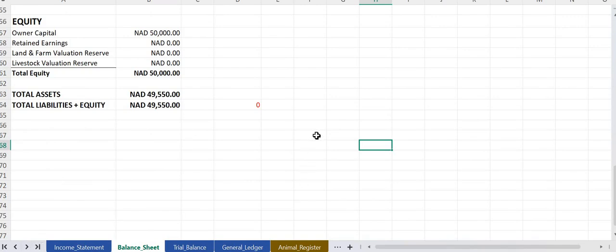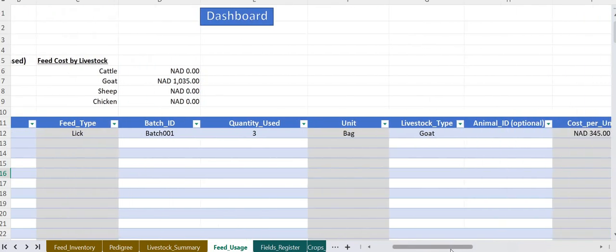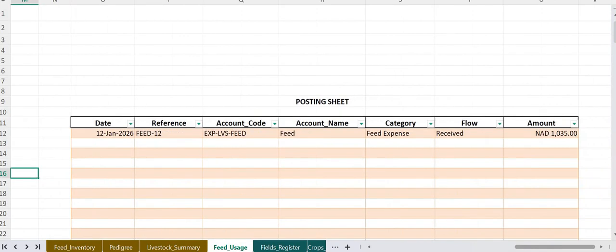But now we are not done. We now need to record an expense. What expense is that? The expense of usage. We said that it becomes an expense when it is consumed. So the feed usage now needs to be recorded. And you might be wondering, what must I record? You don't have to worry about that, because when you scroll here to the right, you see that our system already gives you the one line of transaction on what to go and post.